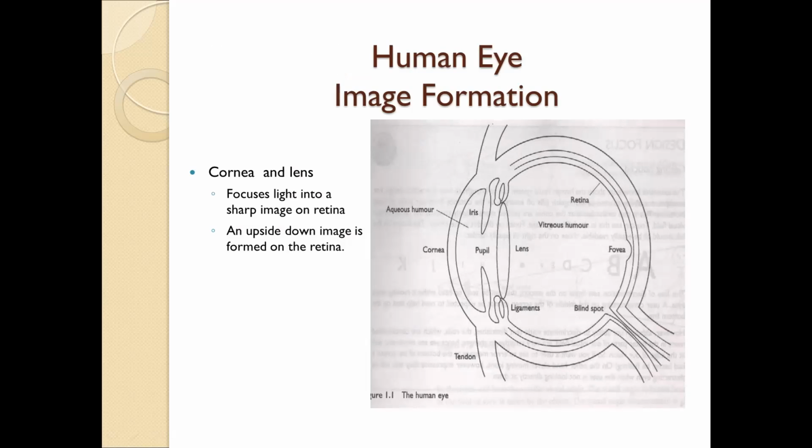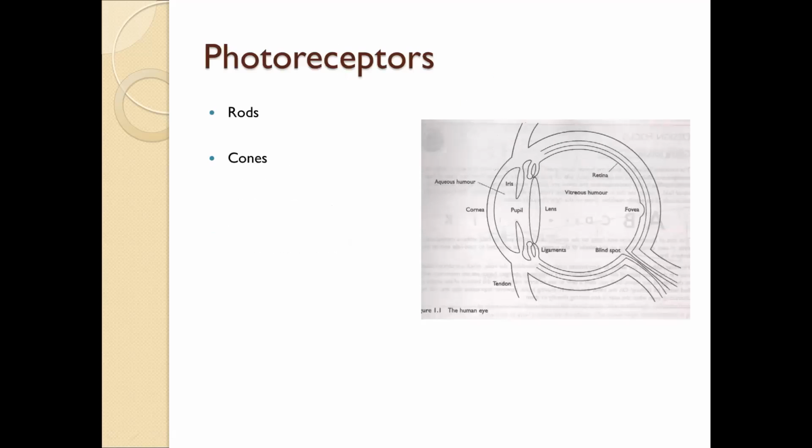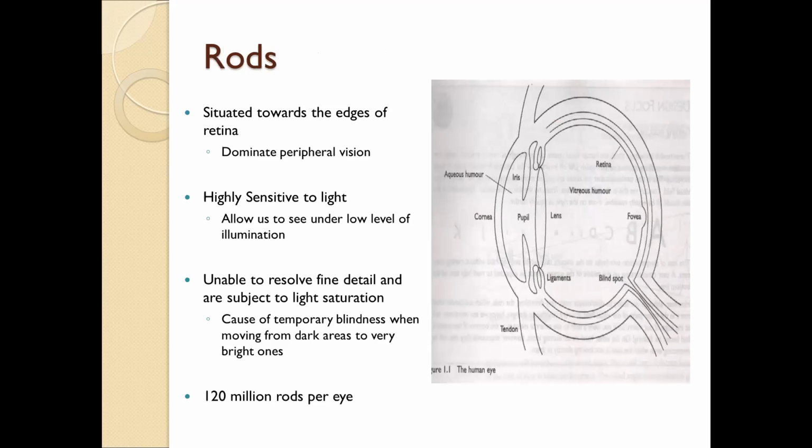The lens focuses light into a sharp image on the retina, and an upside-down image is formed in the retina. Then there are photoreceptors: rods and cones. Rods are highly sensitive to light and allow us to see under low levels of illumination. Cones are less sensitive to light than rods and therefore tolerate more light. They are unable to resolve fine detail and are subject to light saturation, which causes temporary blindness when moving from a dark area to a very bright one.